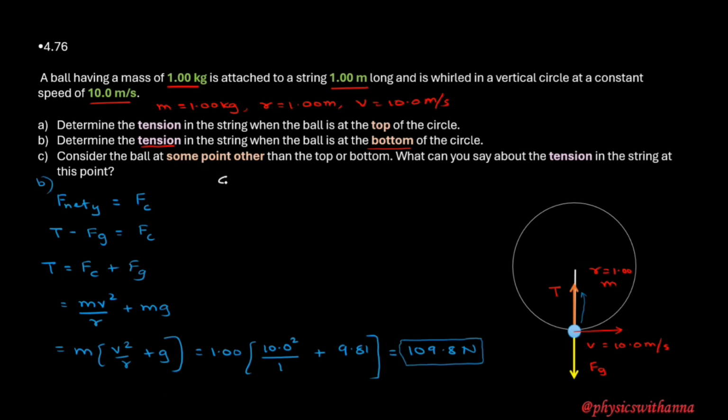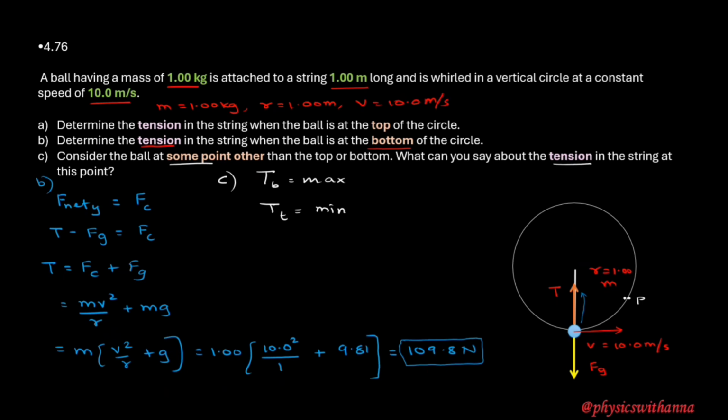Now let's consider part C. Part C of the question says, consider the ball at some point other than the top or bottom. What can you say about the tension in the string at this point? So let's take any point P between the top and bottom, and we need to comment about the tension in the string at this point P. For a vertical circle, tension in the string is maximum at the bottom, so I can write that tension at the bottom of the circle has the maximum value, whereas tension at the top of the circle is minimum.